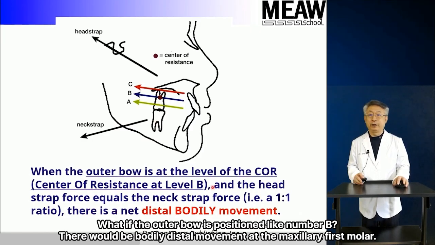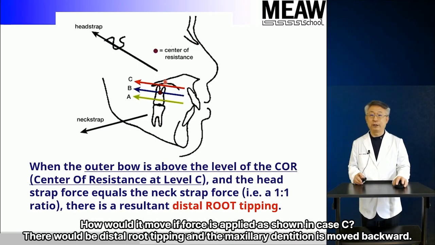What if the outer bow is positioned like number B? There would be bodily distal movement at the maxillary first molar. How would it move if force is applied as shown in case C? There would be distal root tipping and the maxillary dentition is moved backward.